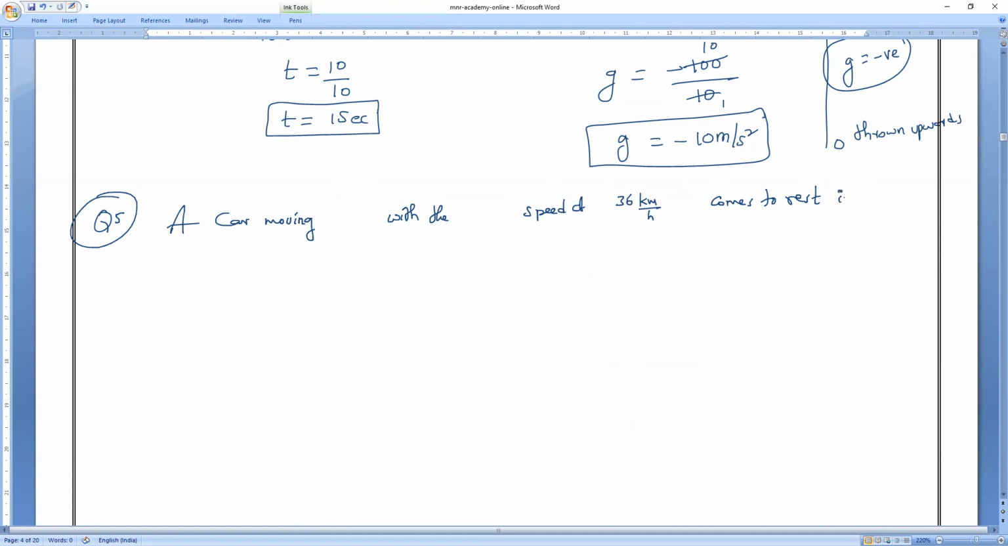Comes to rest in 5 seconds by applying brakes. Now, by this time, can you tell me, the body comes to rest, so what is the final velocity? Body comes to rest means final velocity is 0. Zero, sir.